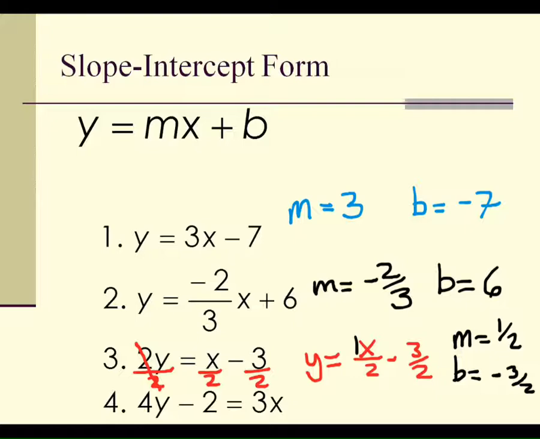But it's possible to have one that doesn't go through the y-axis right at an integer. So the slope here is 1/2, and the y-intercept is -3/2. Same thing down here. Let me make some space up here so I can write this one, because I'm running out of room.